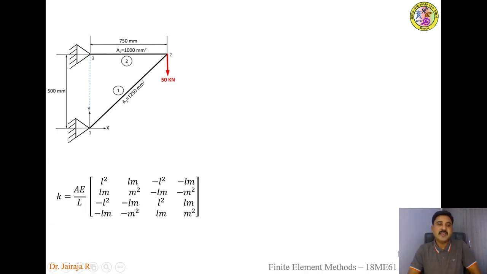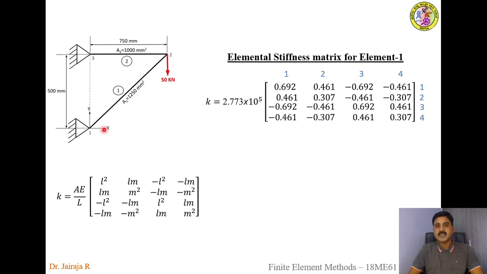And we know the stiffness matrix for the truss element K is equal to AE divided by L times the matrix of l square, lm and so on. This is the stiffness matrix. It is already calculated and mentioned in the table. Now we need to substitute these values for element 1 as well as for element 2. So this is the elemental stiffness matrix for element 1. AE divided by LE for element 1, from the table, is 2.773 into 10 raised to 5. Here the direction cosine values are substituted.